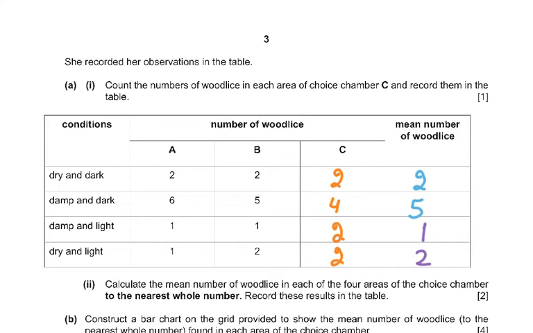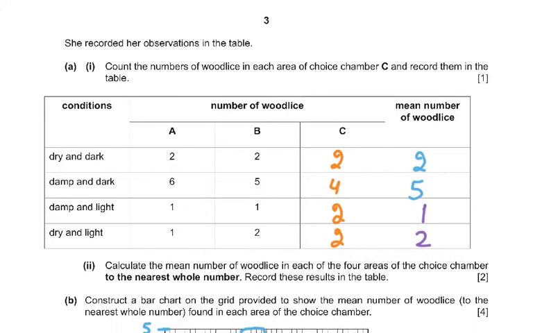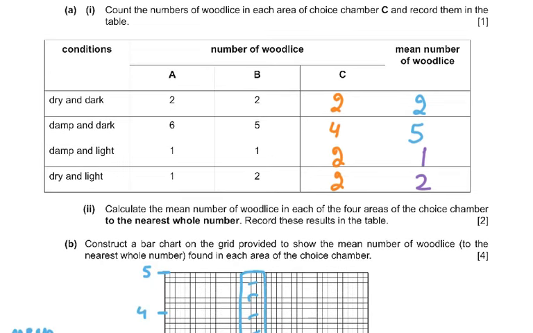Now, as we read on the question, she recorded her observations in the table. Count the number of woodlice in each area of the choice chamber, record them in the table. ये सारा कुछ हो गया. And you then say calculate the mean number. उसके 1 mark थे for writing that.